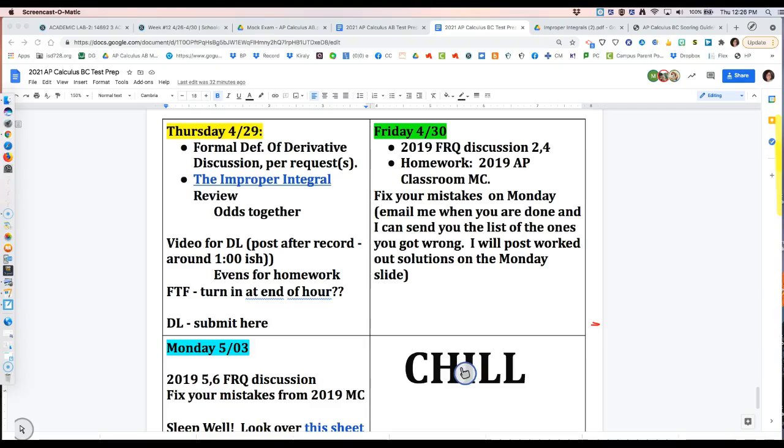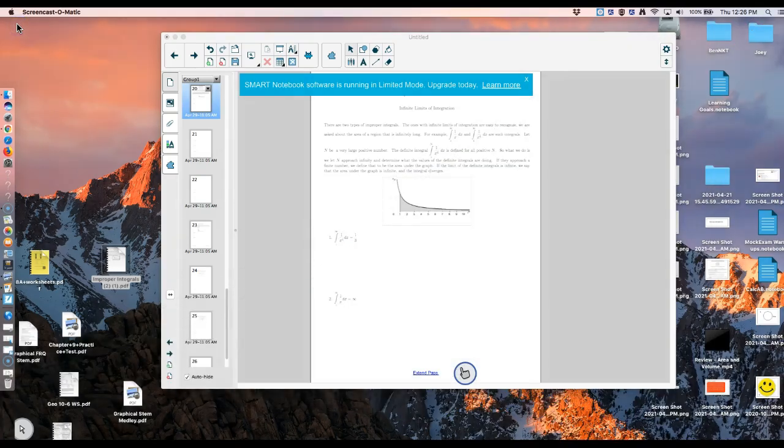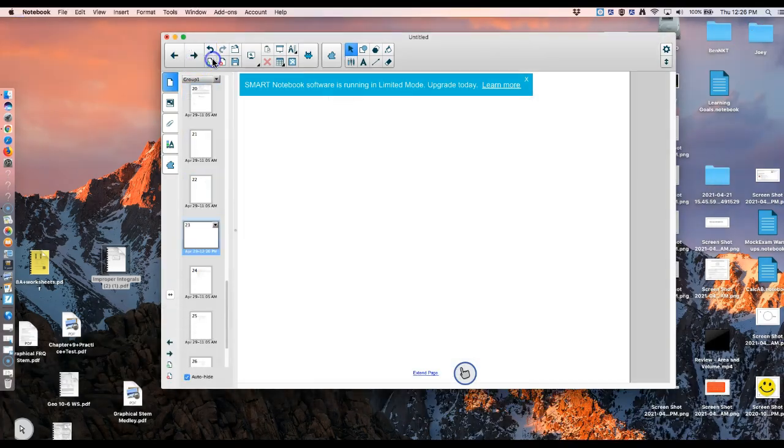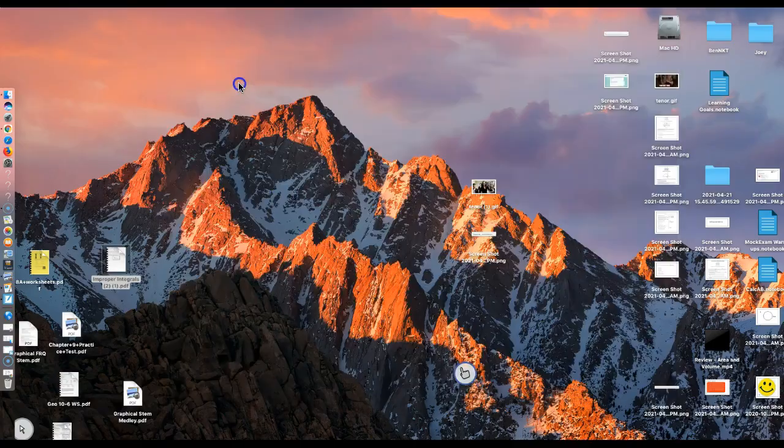So per request, we're just going to flip that packet over. On the back, there's some blank paper, and we're going to discuss one last time the formal definition of the derivative. All right? One last time, just because you need to know when it's asking you for a derivative without asking for the derivative. You also need to recognize it when it's in that form. So one last time, there's actually two forms of the formal definition.